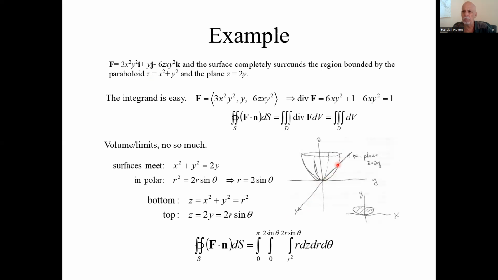Where do the two surfaces meet? Z equals z, where x squared plus y squared equals 2y. When you convert that to polar, this left side is r squared, this right side is 2r sine theta. So where they meet, polar coordinates wise, r equals 2 sine theta. It's hard to describe. R is going to depend on theta.